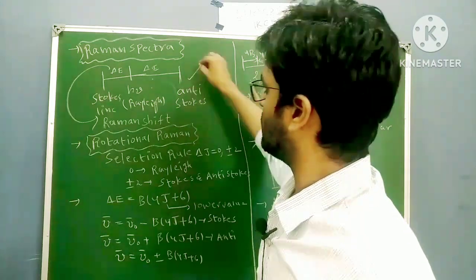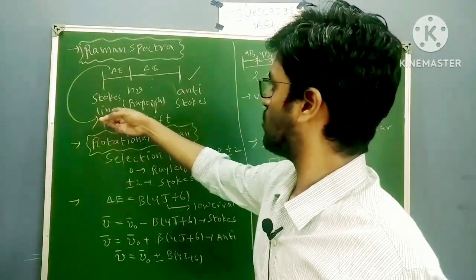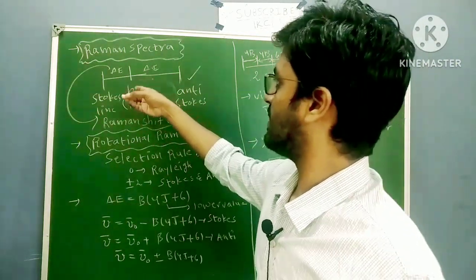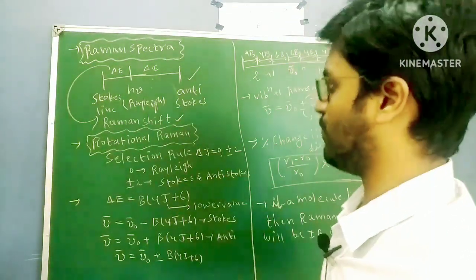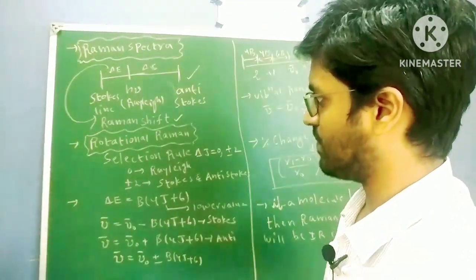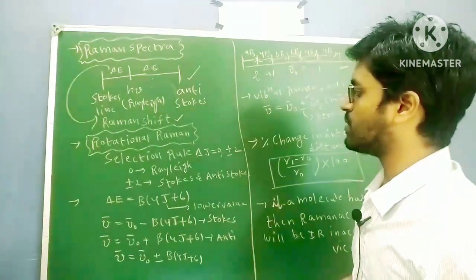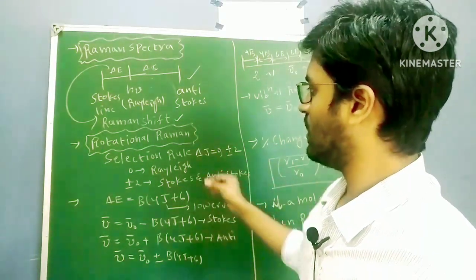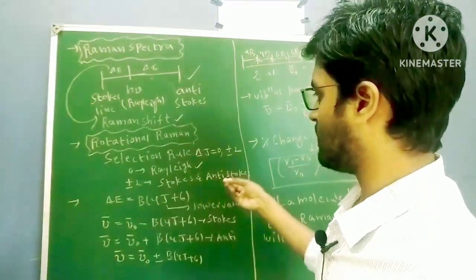So you have this one. First, the central line is the Rayleigh line. Here the Stokes line, here the anti-Stokes line. The difference between the Stokes and Rayleigh line and anti-Stokes line is delta E. So delta E is nothing but your Raman shift, or wave number displacement, right? Next one is rotational Raman spectrum. Selection rules for rotational Raman spectrum are delta J equal to 0, plus or minus 2. If you have 0, then Rayleigh line; plus or minus 2, Stokes line and anti-Stokes line.